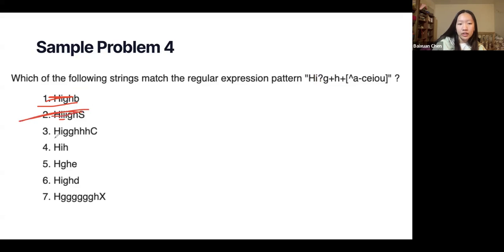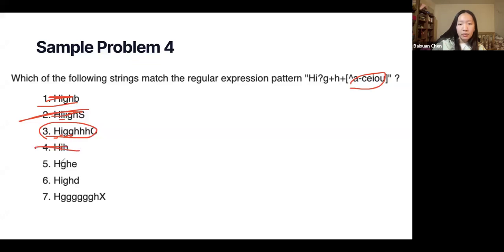For number 3, we have an uppercase H, which works. And then we have 0 or 1 i's, which works. And then we have 1 or more G's, which works. And 1 or more H's, which still works. And then we have an uppercase C, which is not any of these letters. So number 3, the third expression, will be accepted by that regular expression. And then for the fourth string, we have an uppercase H, which works. And we have an I, which works, 0 or 1 i's. And then we do not have 1 or more G's. So number 4 does not work.